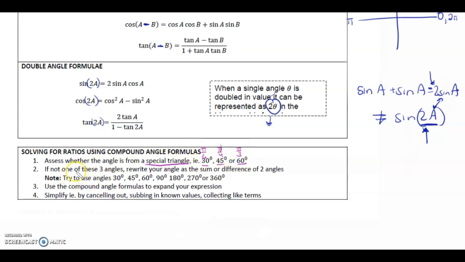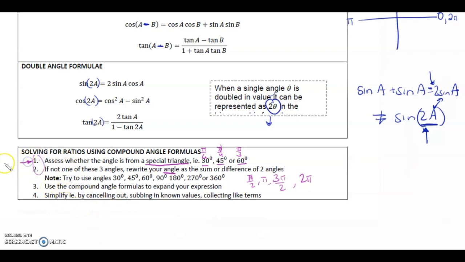Okay, but if it's not one of the three angles, what we're going to do is rewrite that big angle as the sum or difference of two angles. Again, we're trying to use these three plus 90 degrees, which is pi by 2, 180, which is pi, 270, which is 3 pi by 2, or 360, which is 2 pi. We're trying to use any of these, and we're trying to rewrite that big angle as a sum or difference. Okay, so those two kind of go together.